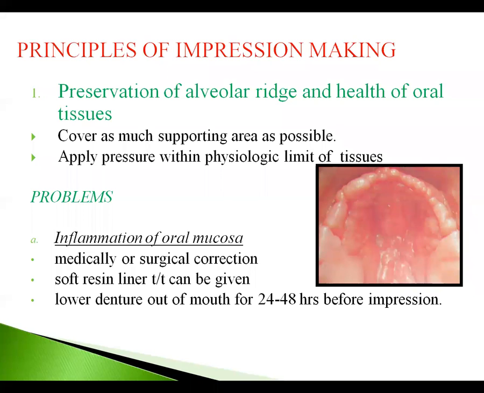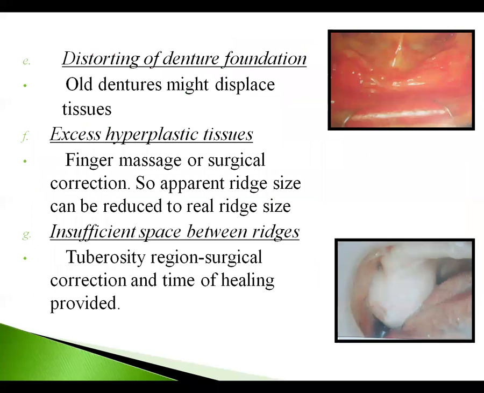Problems which we will face are inflammation of the oral mucosa. For that treatment, we should have medical and surgical correction, a soft resin liner can be given in the treatment of that inflammation, or keep the denture out of the mouth for 24 to 48 hours before the impression. The problem is mainly inflammation of the oral tissue.